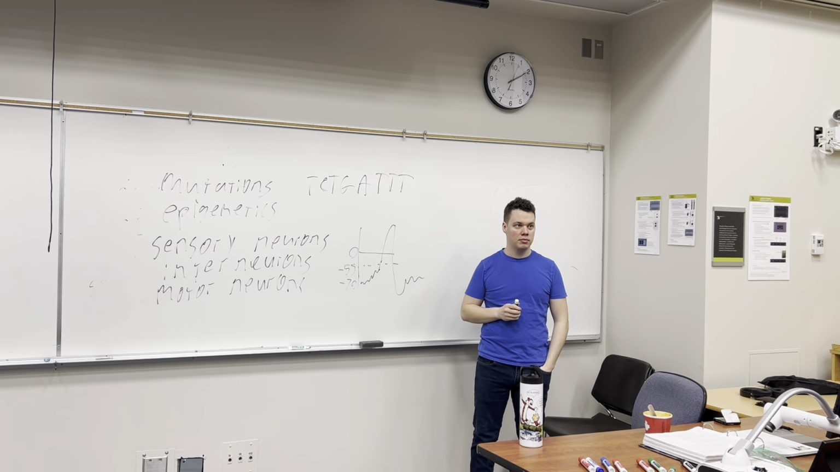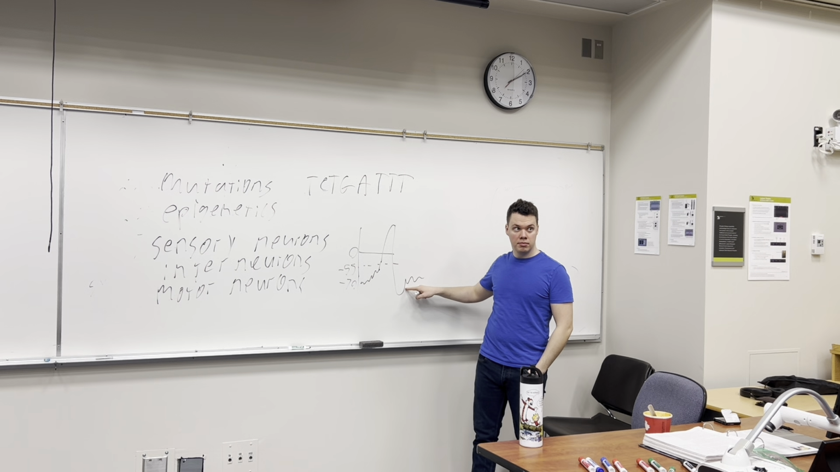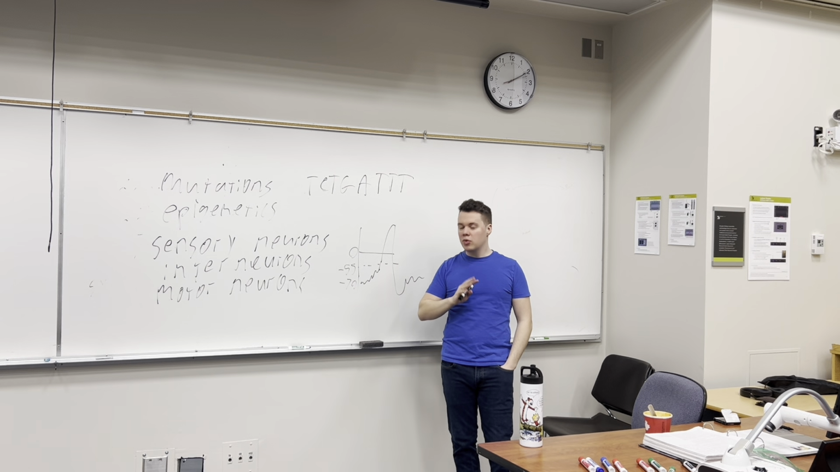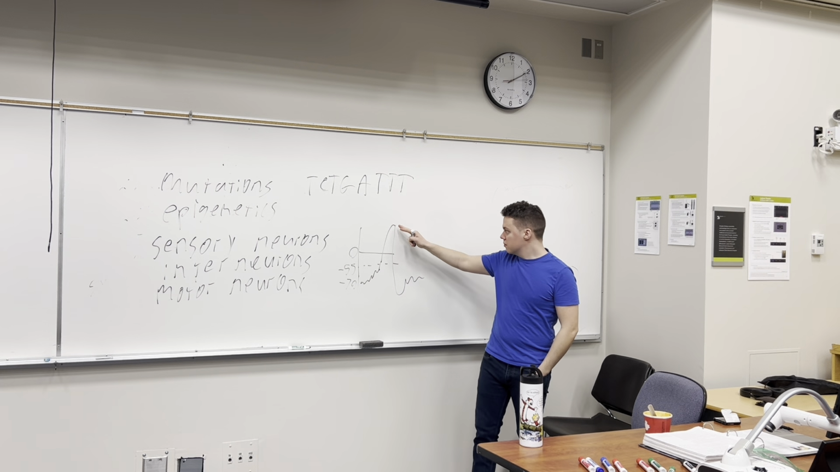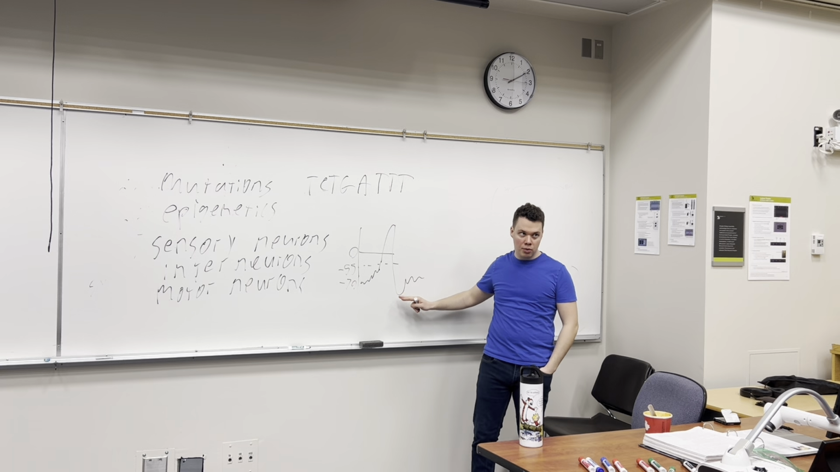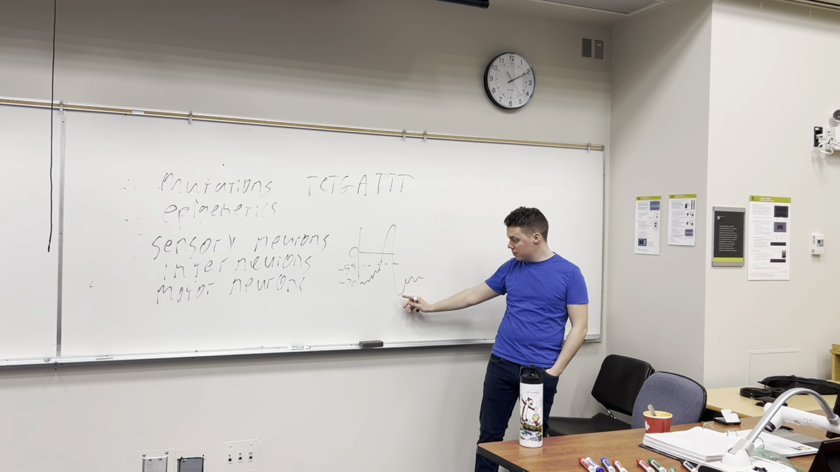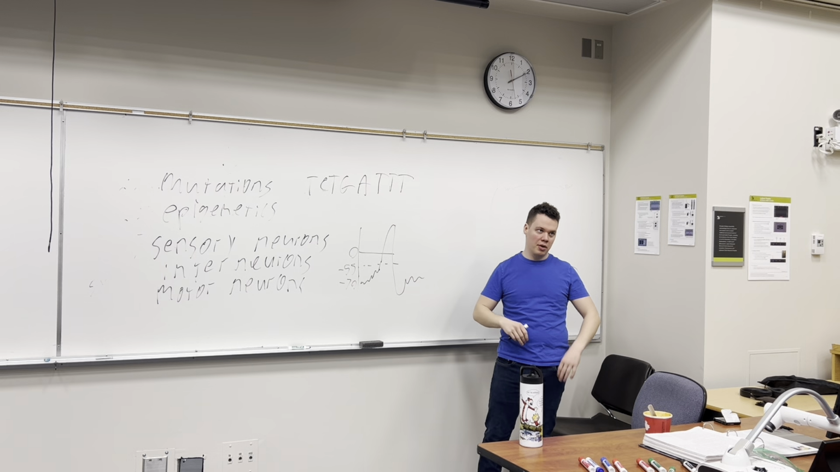What do you call it when it goes back at the end? This? Mm-hmm. Nothing. You don't have to know this, but technically this part is called the absolute refractory period, and this is the relative refractory period. So here it's impossible to send a signal, and here it's just harder, but just refractory period is fine for intro.